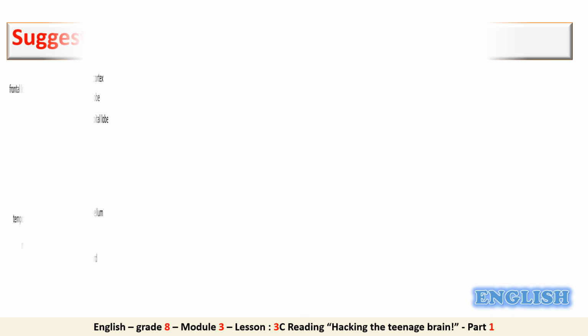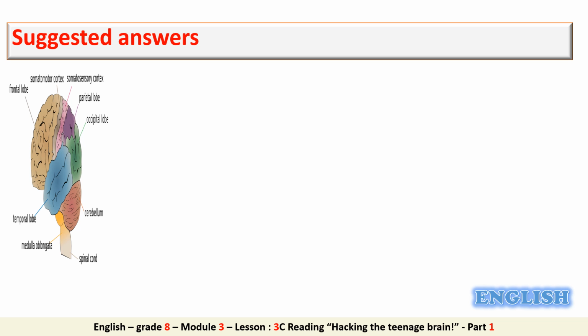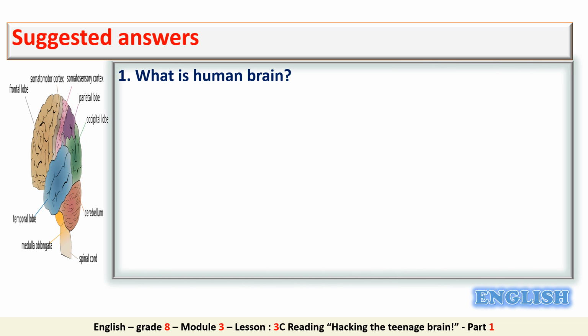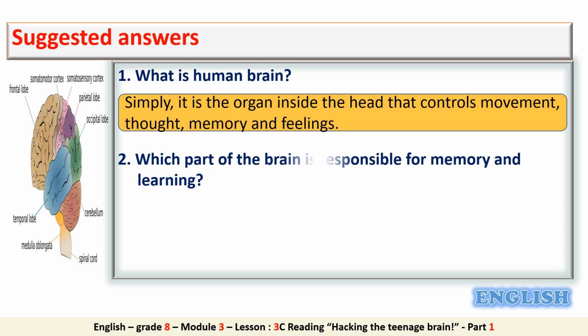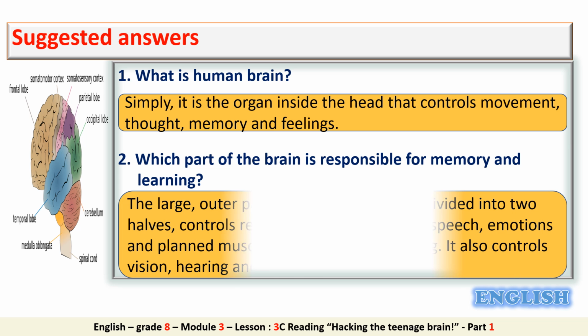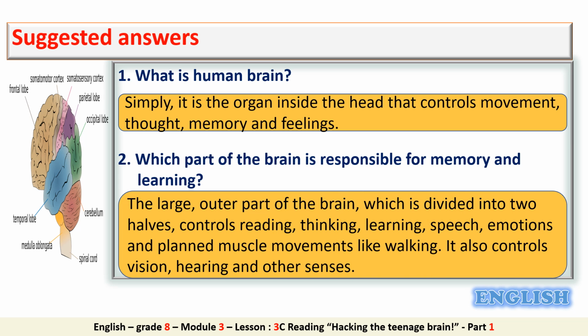Here are some possible suggested answers. As for question 1, what is the human brain? The answer is, simply, it is the organ inside the head that controls movement, thought, memory, and feelings. As for question 2, which part of the brain is responsible for memory and learning? The answer is, it is the large outer part of the brain, which is divided into two halves and that controls reading, thinking, learning, speech, emotions, and planned muscle movements, like walking. It also controls vision, hearing, and other senses.